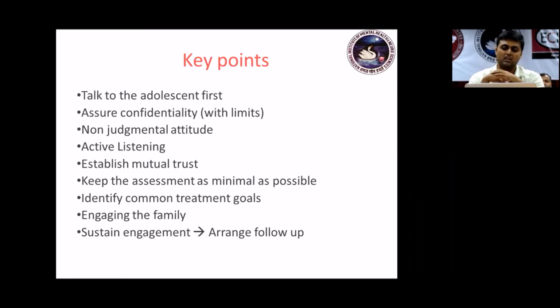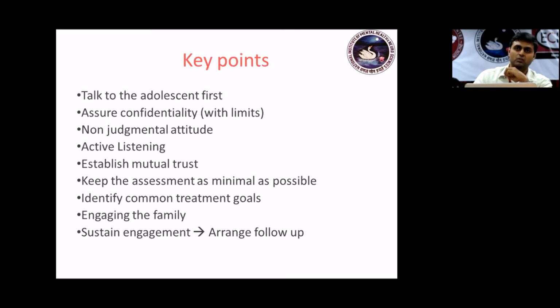Here, the assessment need not be very detailed. We need to keep it as simple as possible. Just talk to the adolescent first, assure confidentiality, non-judgmental attitude, active listening, establishing a mutual trust. Keep the assessment as minimal as possible. Just 3 to 4 questions about whether they use it or not, whether their use is regular or not. Not even going into the dependence part of it. Is there anything which they need help with respect to substance use? These are the few questions which we usually use in the screening when they come for the first time.